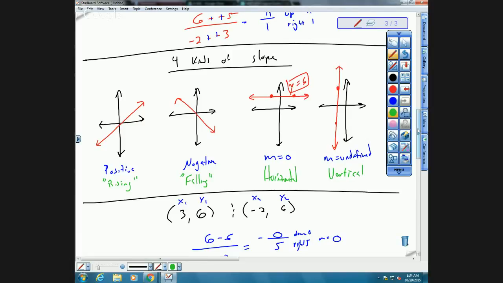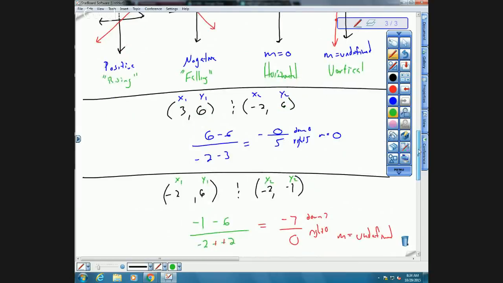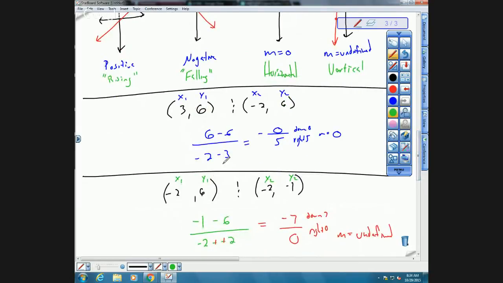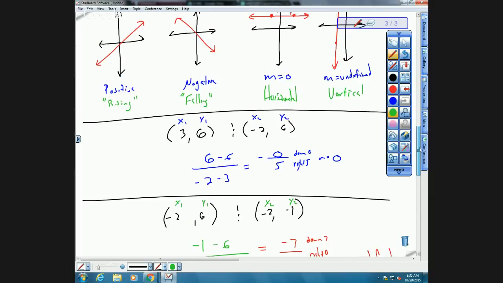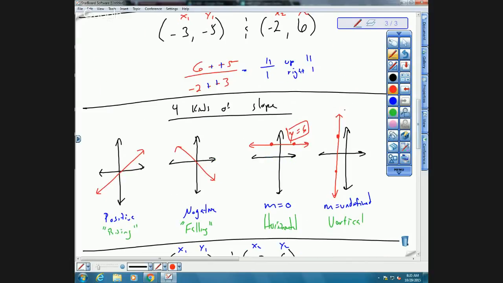All right, so let's go back and think about this one. Let's think about my y. So when y is 6, what is x? When y is 6, what is x? When y is negative 7, what is x? When y is 100, what is x? So x equals negative 2 no matter what y is. So x equals a number will always give me a vertical line, and the slope is undefined. So those are kind of the odd ones out here.